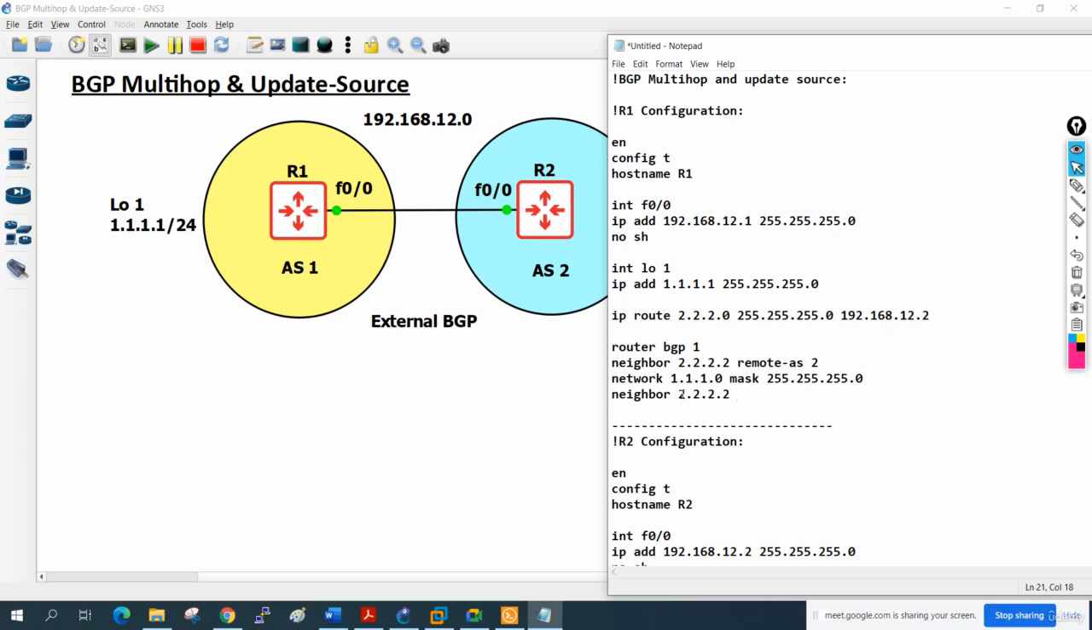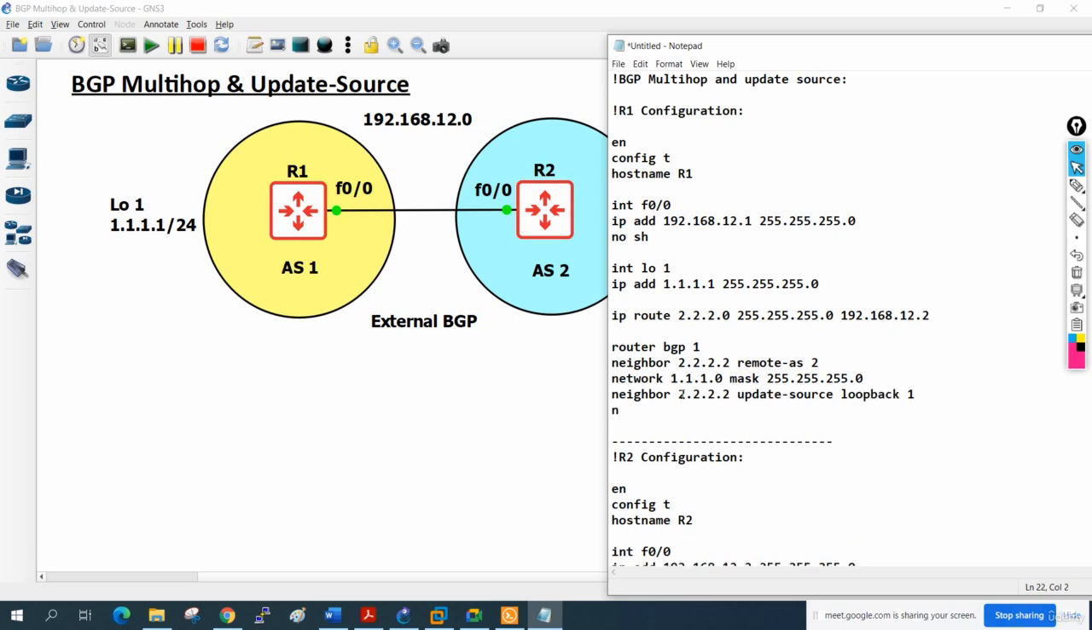And then we need to write the update source. So I will write update source loopback. What is our loopback? Loopback 1. So I will write loopback 1. Okay, and another thing I will write, neighbor, the same, I am telling that neighbor only, 2.2.2.2, and I will say ebgp-multihop. I will say 2. Why am I saying 2? By default they have 1. Now I am increasing it by 1 more.